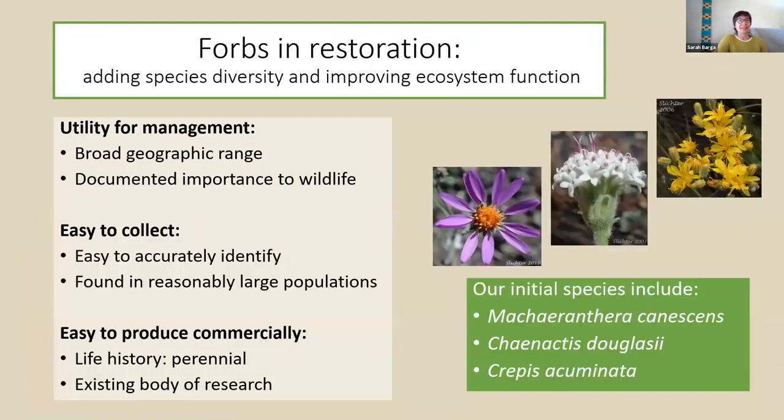But just to start from the beginning, the foundation of this study was selection of focal species with particular characteristics of interest. So we were looking for species that had a broad geographic range and known importance as resources for wildlife. We wanted species that would be easy to collect and identify by novice botanists, and that were found in large enough populations that seed collection wasn't going to adversely impact those populations. We were also looking for plants that would be easy to produce agronomically. And we ended up focusing on 3 species that include Macaranthera canescens, Canactus douglasii, and Crepis acuminata.